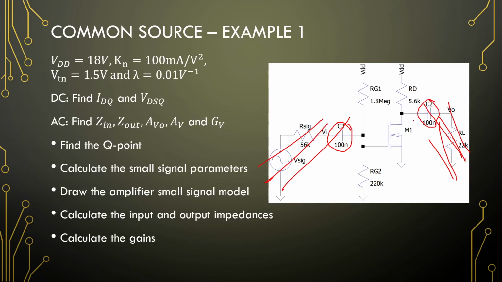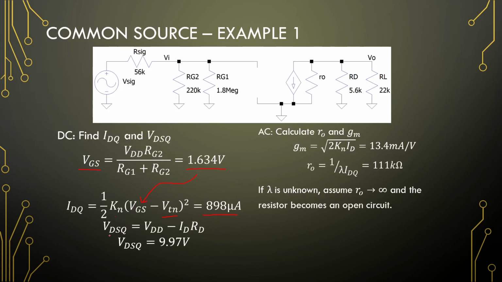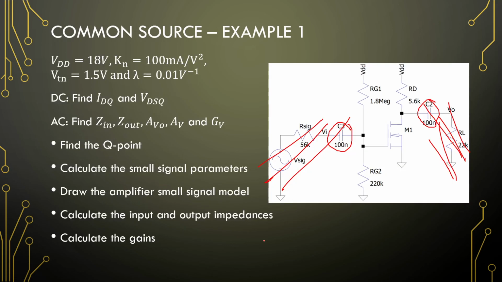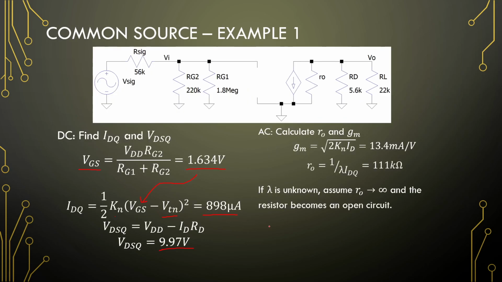With this configuration, we only have one resistor. So our Q point would be our VDD minus IDRD, which gives us 9.97 volts. Right, so now that we have our ID value, we can calculate our small signal parameters from that.